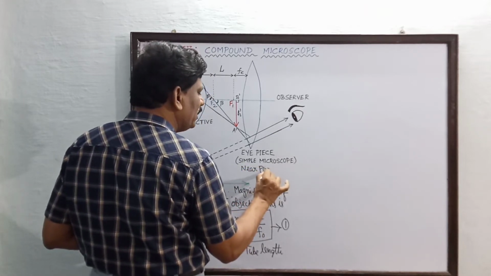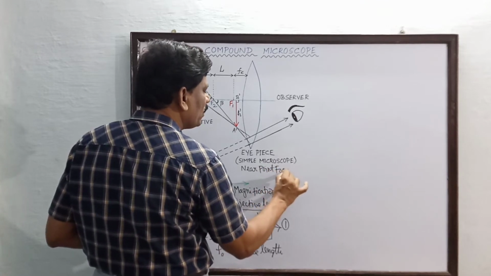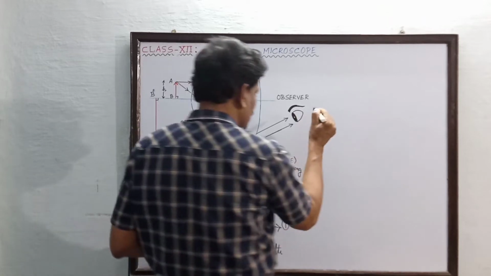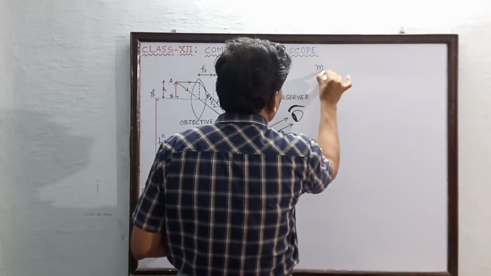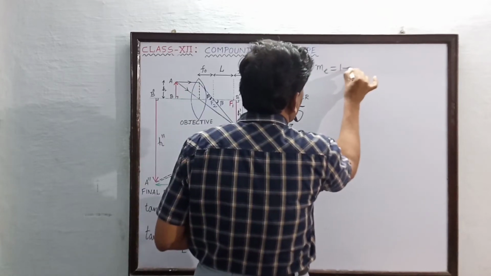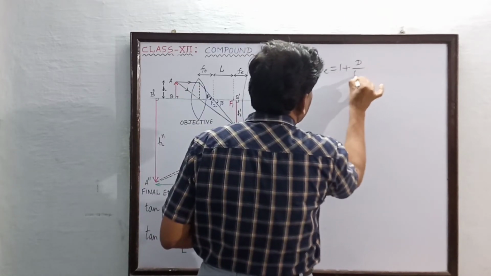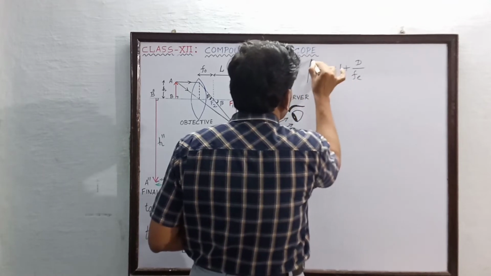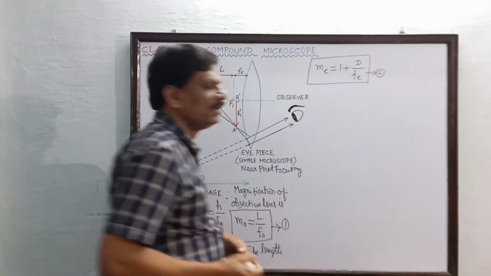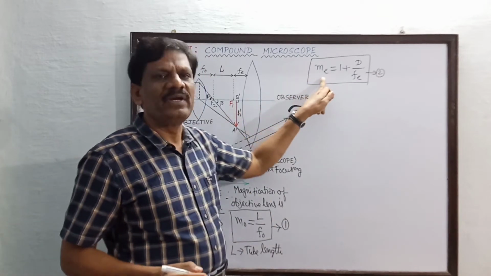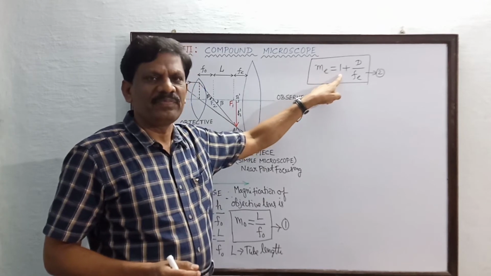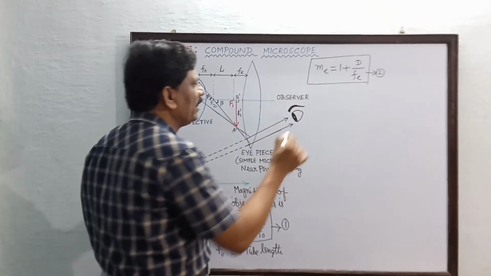So this one acts as a simple microscope in which focusing now? Near point focusing. So for the near point focusing, directly we can write the magnification of the eyepiece. For the near point focusing, it is equal to 1 plus D divided by F E. So this is another equation number 2. So this is the magnification produced by the simple microscope in the near point focusing. Is it not?